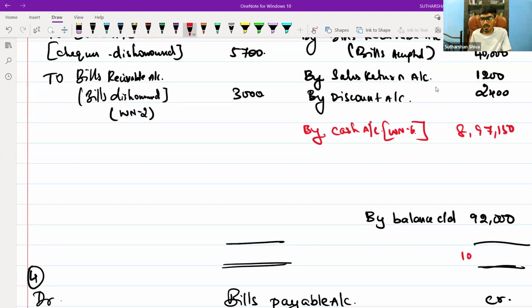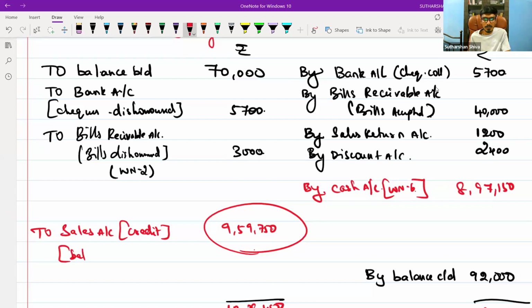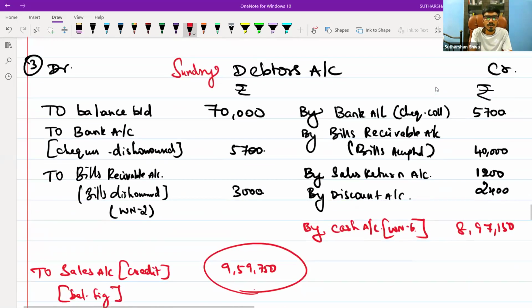It is going to be 10,38,450. Then I will subtract 70,000, minus 5,700, minus 3,000. It is going to be 9,59,750. It is your credit sales. To sales account, in brackets you will write down credit, balancing figure. Okay, 9,59,750. That's the value, and it is your sales.